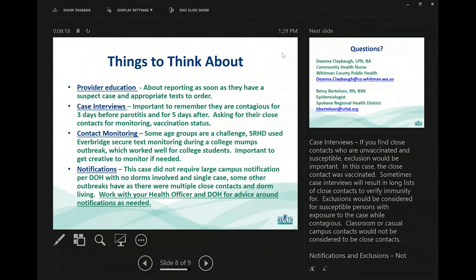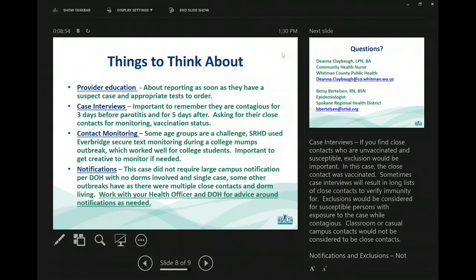And then with contact monitoring, some age groups are a challenge, and certainly Spokane Regional Health District has experienced that in the past with college interviews as well. We used something called Everbridge, which is a secure text monitoring system. We used that during a college mumps outbreak in the past, and this did work well for college students. So sometimes it's important to get creative for monitoring if needed, and that's especially true if you have long lists of close contacts named by an ill person, and that can happen. Luckily, that did not happen in this case.